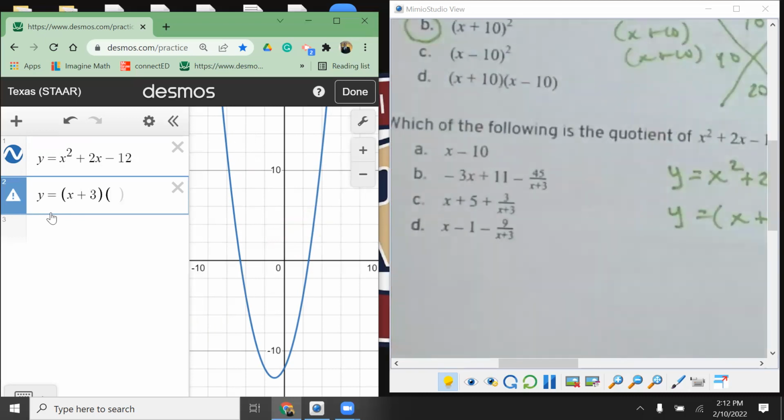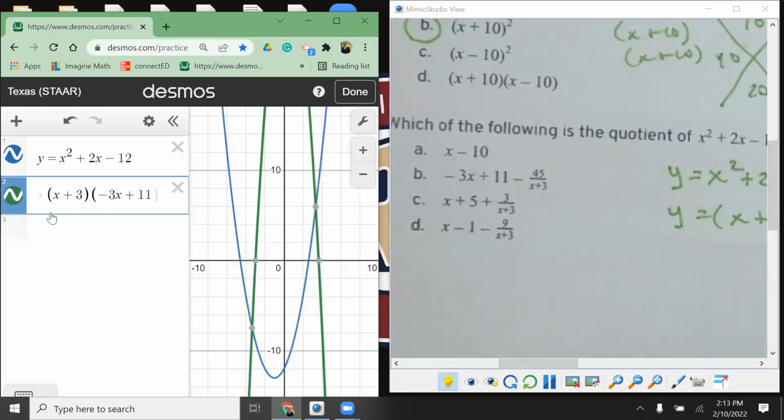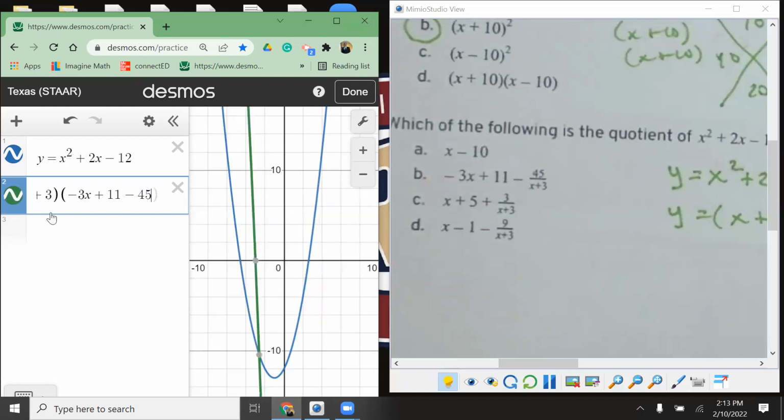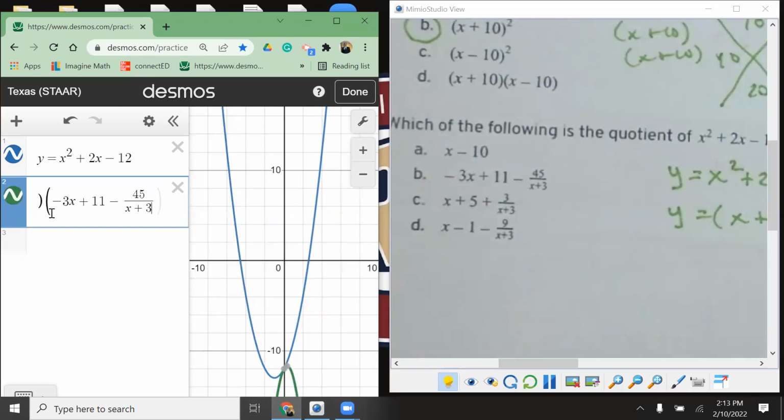And then now I'm going to put my choices in. So I'm going to start with x minus 10. Well, that most definitely is not my answer because they're not the same. So I can backspace, and now I'll put the other one in. This is my B answer, minus 3x plus 11 minus 45 divided by x plus 3. Well, you can tell that doesn't look right. See how one's going down and one's going up? That's not the same. So we know that's not my answer.